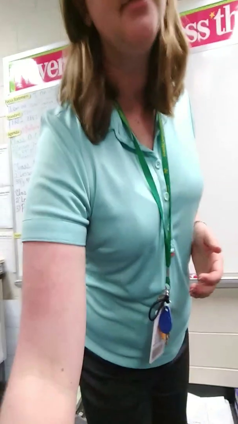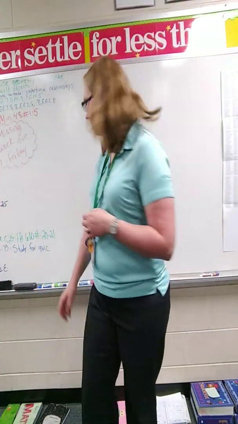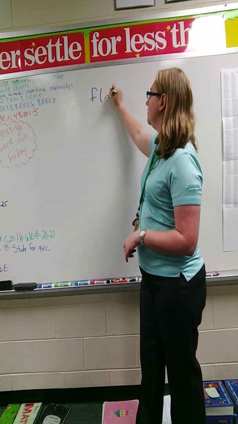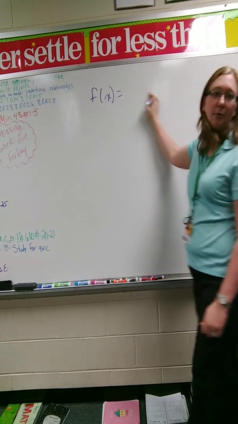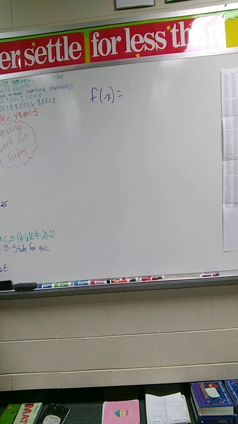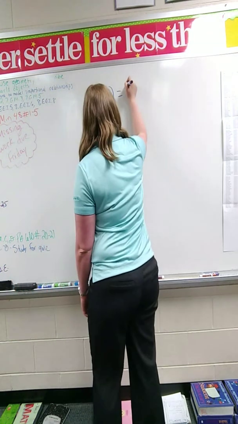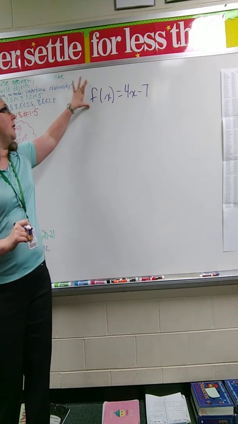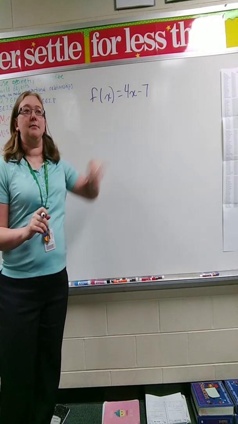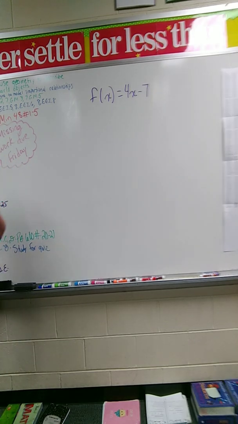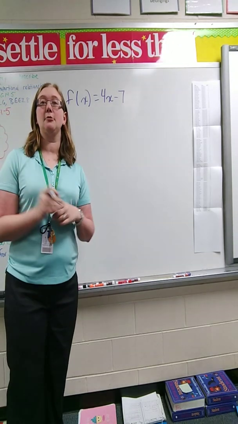So function notation says that we have the function of some variable equals some equation. And if we look at example 3 on page 386, we say that f of x equals 4x minus 7. This is function notation. The function of x equals 4x minus 7. Now, we can solve for if x equals 5.